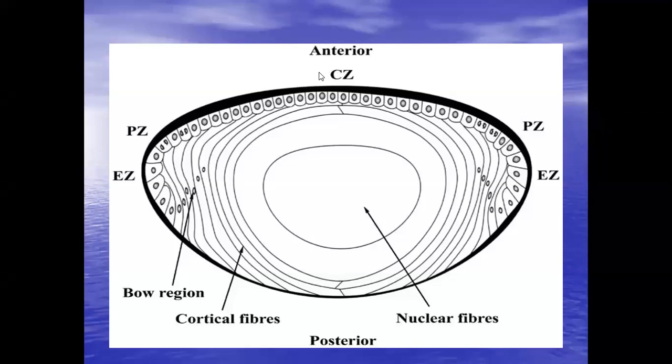Actually, the lens fibers, the more they get older, the more they accumulate in the center. And you know that the oldest fibers will be the fetal fibers. Okay? Then will be the embryonic fibers. And then the adolescent and then the adult fibers.